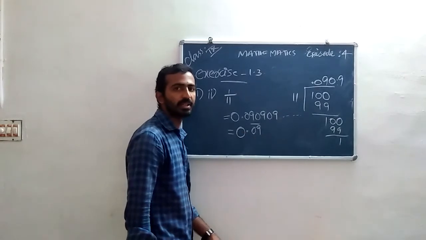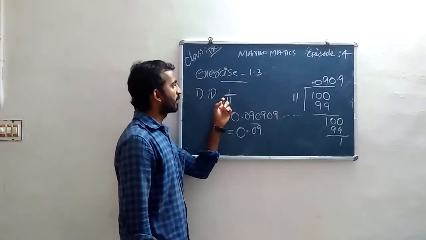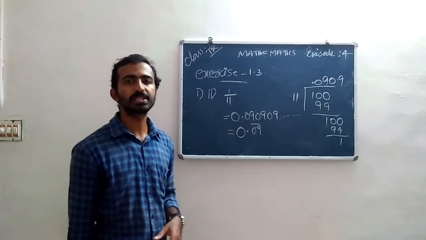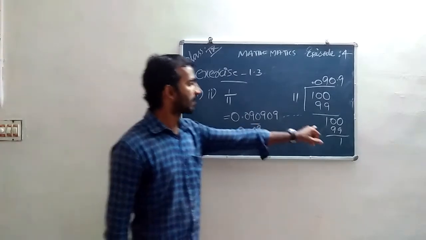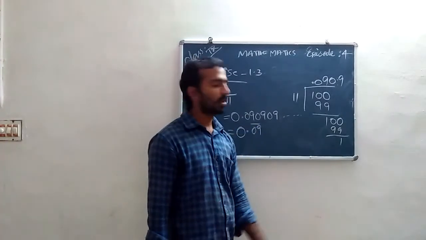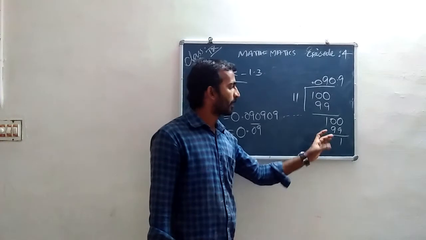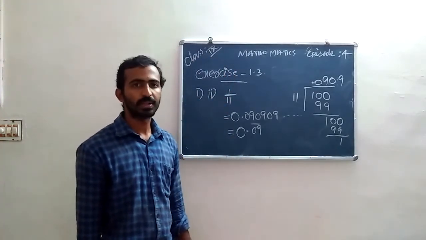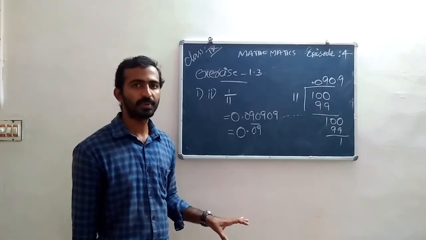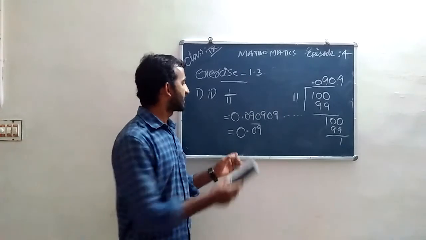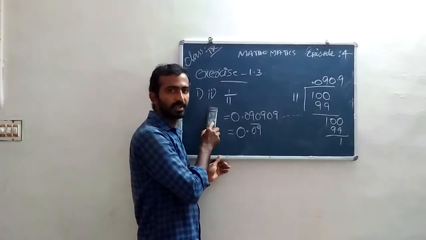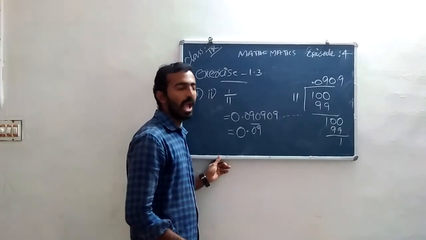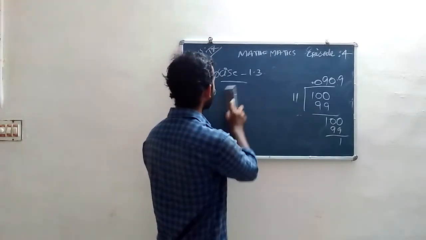Then what type is 1 by 11? It is non-terminating, because the remainder does not become 0. The remainder is repeating: 1, 1, 1, etc. Can you understand? Okay, this is the answer: it is non-terminating. And now we discuss the next question.